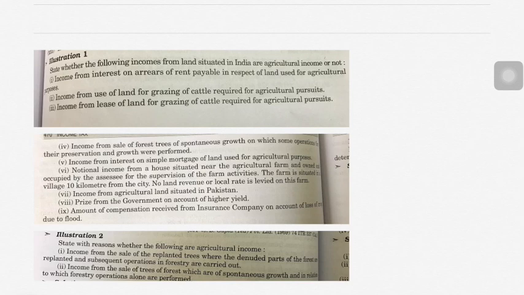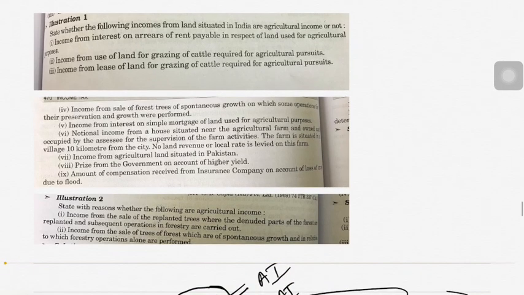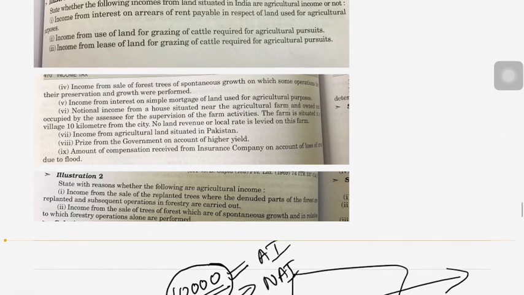Next, income from use of land for grazing of cattle required for agricultural pursuits. Okay, so there is a use of land for agricultural purpose, right? So it is agricultural income. In the question they have already said that the land is situated in India. See, state whether the following incomes from land situated in India are agricultural income or not. So first point, income from interest on arrears of rent payable is not an agricultural income. Second one, income from lease of land for grazing of cattle required for agricultural purpose, is also an agricultural income, right?